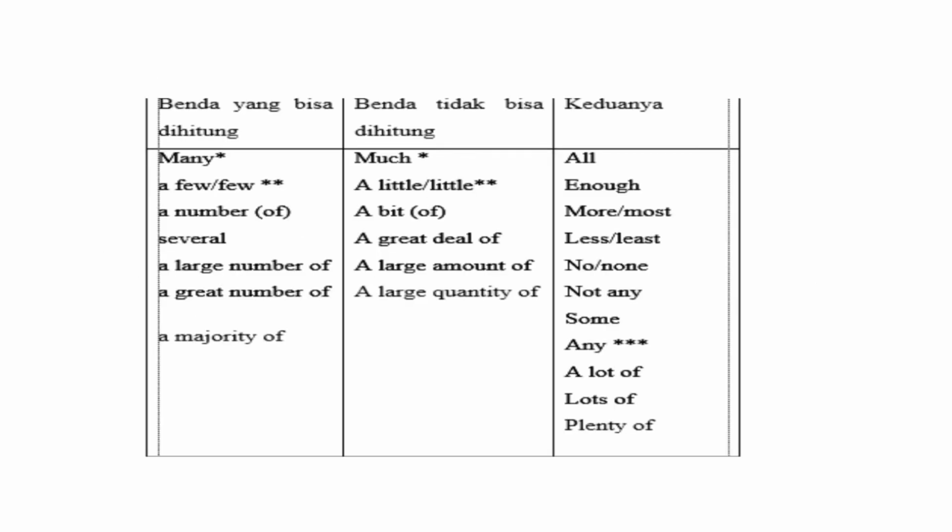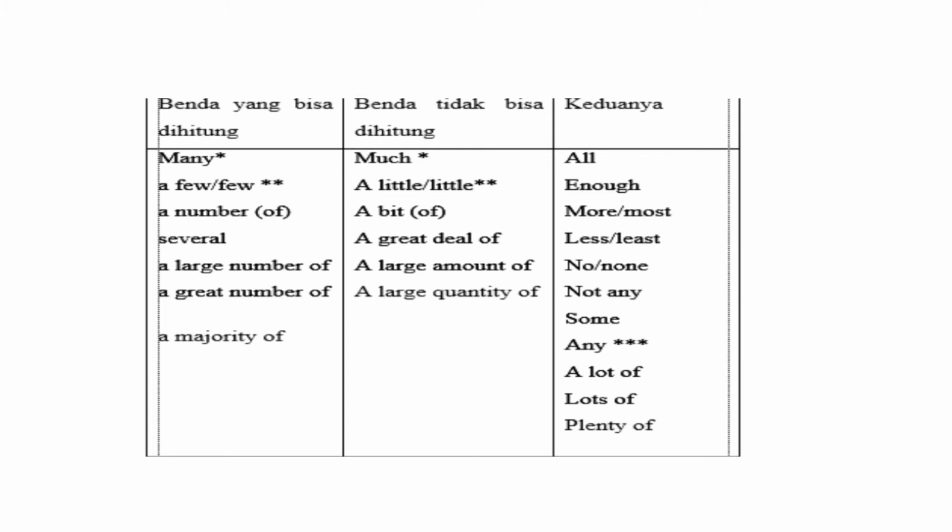As you can see, this table shows you clearly what quantifiers are for countable nouns, what quantifiers are for uncountable nouns, and what quantifiers can be used with either. Quantifiers for countable nouns are many, a few, a number of, several, a large number of, a great number of, a majority of. The quantifiers for uncountable nouns are much, a little or little, a bit of, a great deal of, a large amount of, a large quantity of.